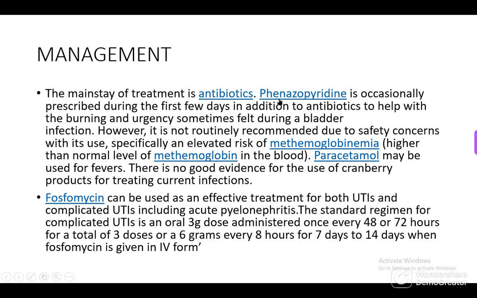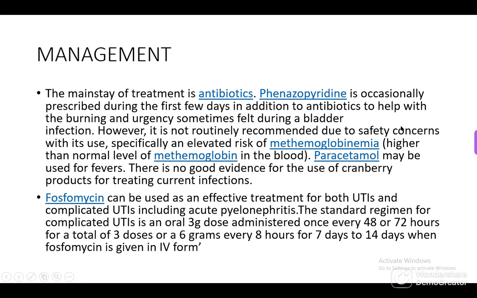At one time, phenazopyridine, the urinary antiseptic, was originally described in Pakistan. We were practicing this drug between 1970 and 1980, 85. You can use it in the first few days, although it is not usually prescribed nowadays. But phenazopyridine was very effective at one time.